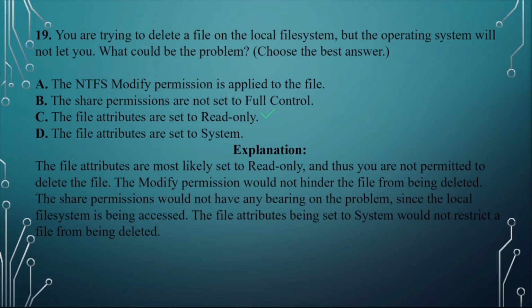The answer here is C. The file attributes are set to read only. The file attributes are most likely set to read only, and thus you're not permitted to delete the file. The modify permission will not hinder the file from being deleted. The shared permissions will not have any bearing on the problem since the local system is being accessed. The file attribute being set to system will not restrict a file from being deleted.